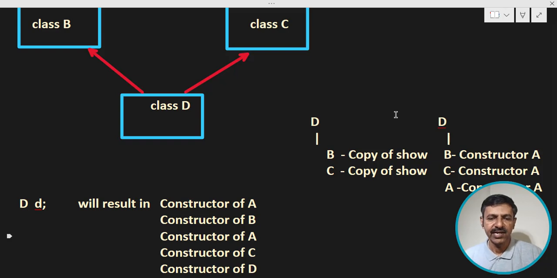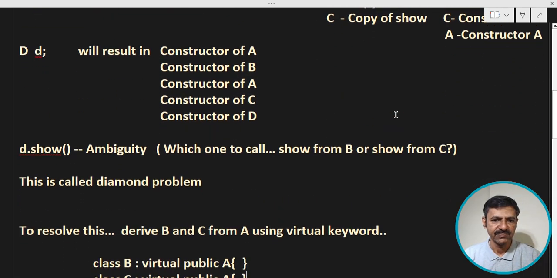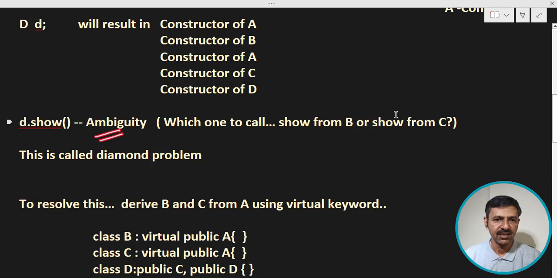So how do I alleviate this problem? Similarly, there will be a copy of show in B and also in C. So there will be ambiguity and you will not be able to proceed if the same copy of show is there in B and C, right? So in that case, we have an answer for this. The ambiguity that results from having the same show method in two base classes is called the diamond problem.